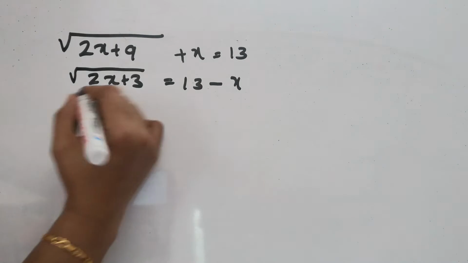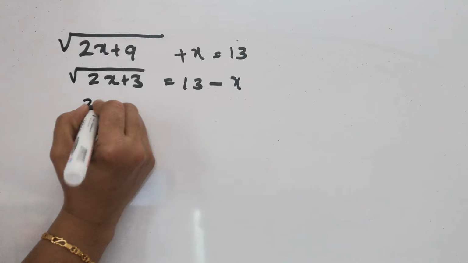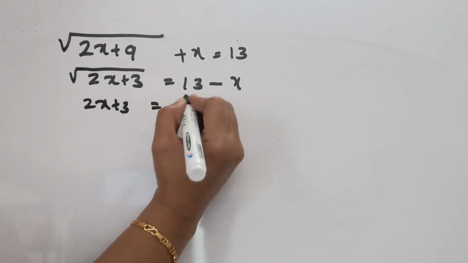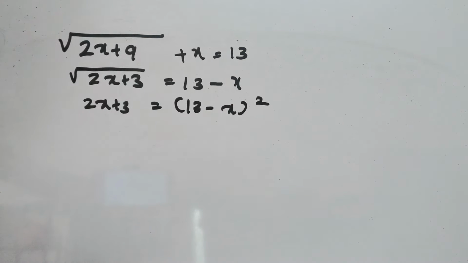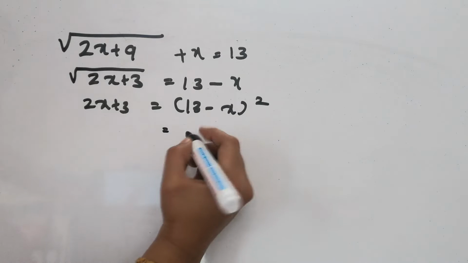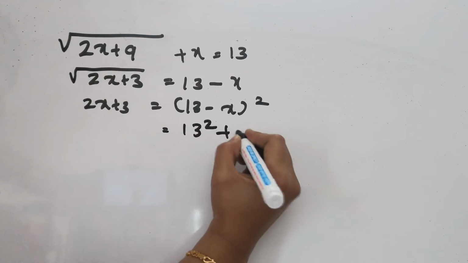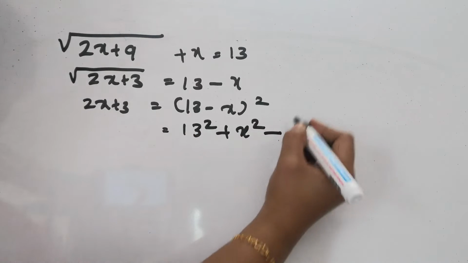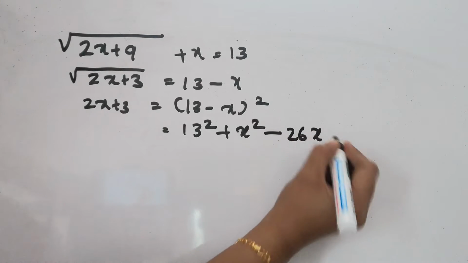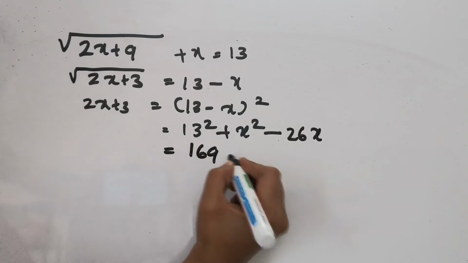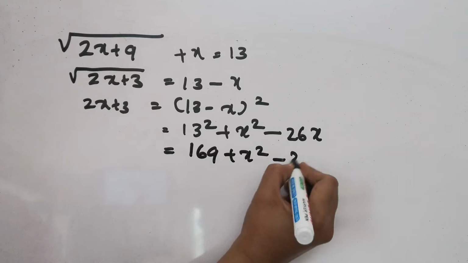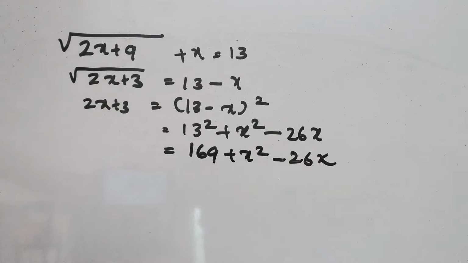After that you have to square both sides. We get 2x plus 9 is equal to 13 minus x all square. Okay, 13 minus x all square is equal to 13 square plus x square minus 26x. 13 square is 169 plus x square minus 26x.